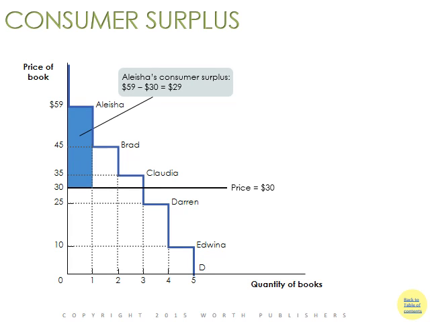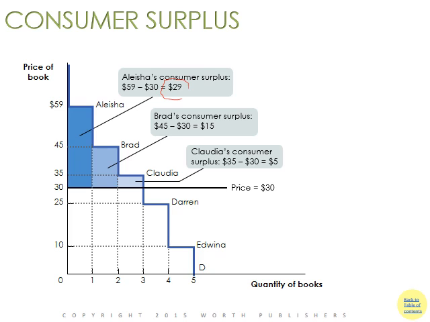If we take the total willingness to pay minus what each consumer has to pay based on a market price of $30, we can calculate the consumer surplus for each individual. Alicia is willing to pay $59 minus the $30 price gives us a $29 consumer surplus for Alicia. Similarly, Brad is willing to pay $45, pays $30, and has a $15 consumer surplus. Claudia is willing to pay $35, pays $30, has a consumer surplus of $5.